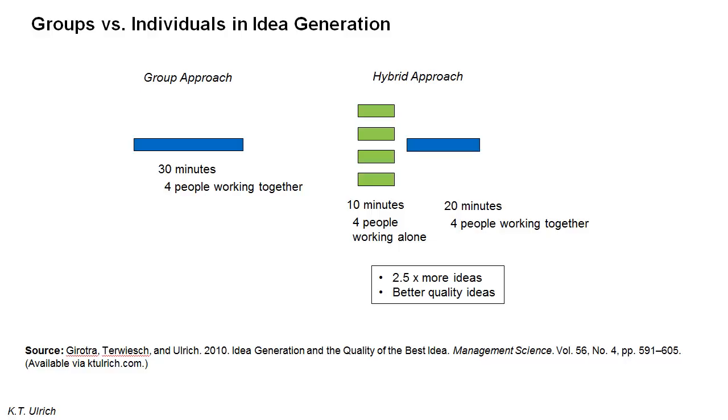We did this with 44 individuals divided into 11 groups of 4, and we had them work on exploring for alternatives in 2 different product design problems. We found that with the hybrid approach, the same 4 individuals could generate about 2.5 times more ideas if they took the hybrid approach than if they worked together at a table as a group. Not only that, but the ideas they generated were actually better in quality as well.